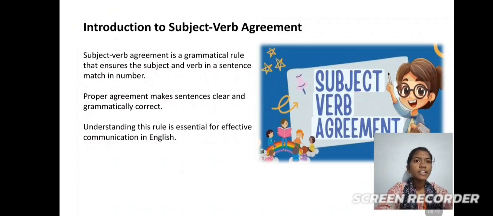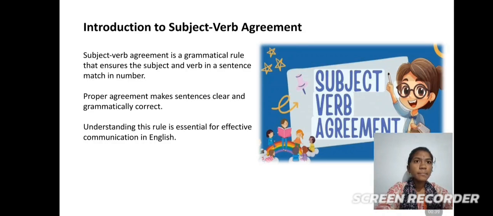Introduction to subject verb agreement. Subject verb agreement is a grammatical rule that ensures the subject and verb in a sentence match in number. Proper agreement makes sentences clear and grammatically correct. Understanding this rule is essential for effective communication in English.